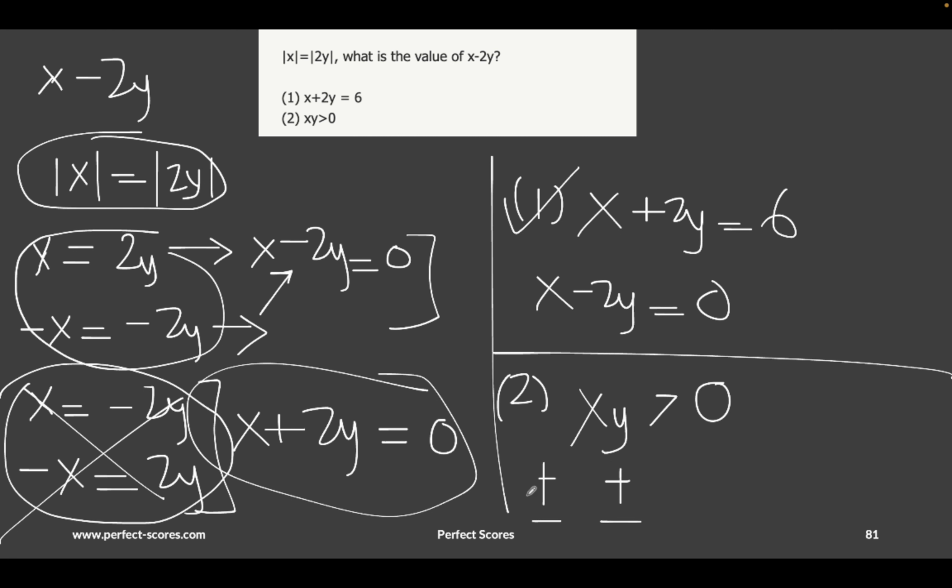So that means, again, x minus 2y is actually going to be equal to 0 here. So this is also sufficient, which means D is my answer, that both the statements are sufficient.